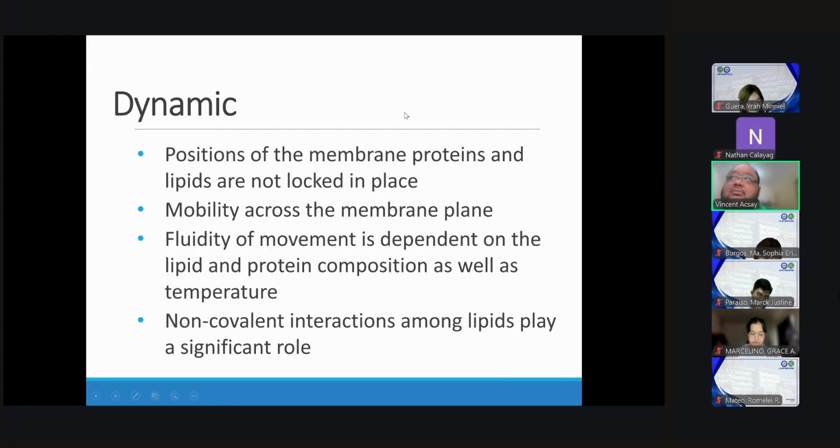Next property is that they are dynamic. The positions of the membrane proteins and of the lipids, they're not locked in place. They are able to move around across the membrane plane. This fluidity of movement is definitely dependent on lipid and protein concentration, composition, and the temperature. They are able to do this due to non-covalent interactions among the lipids.